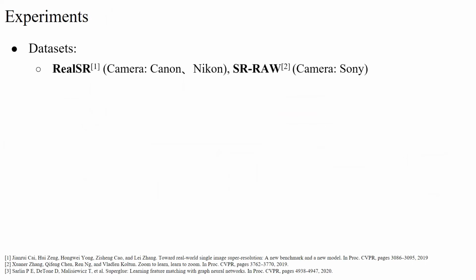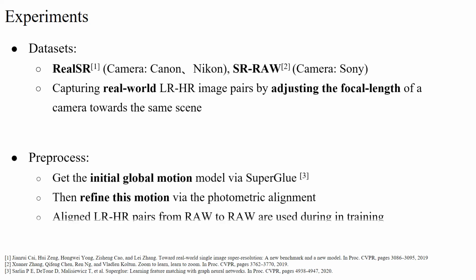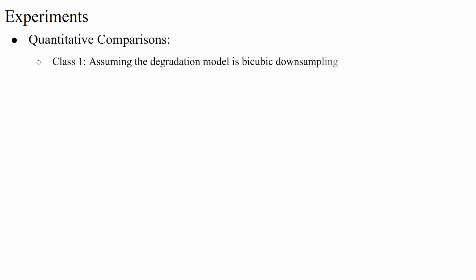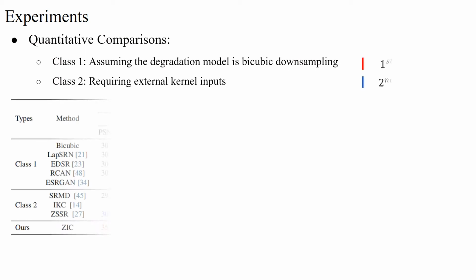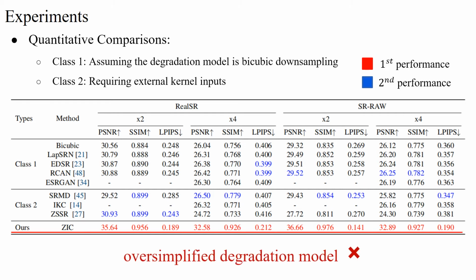Next is the experimental part. The real raw data we use are from two real datasets, RealSR and SR-RAW. We do pre-processing to align raw image pairs. This table compares two classes of methods. Class 1 assumes the degradation model is bicubic downsampling, and class 2 requires external kernel inputs. It can be seen that our results are significantly higher than these methods, which also indicates that their assumptions for the degradation model are too simple.